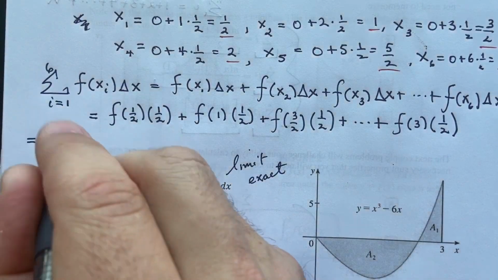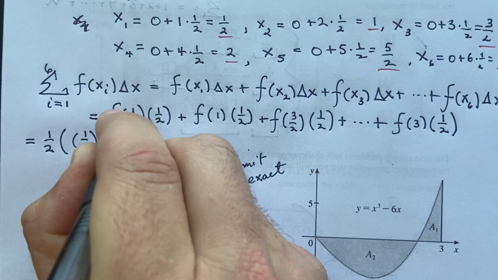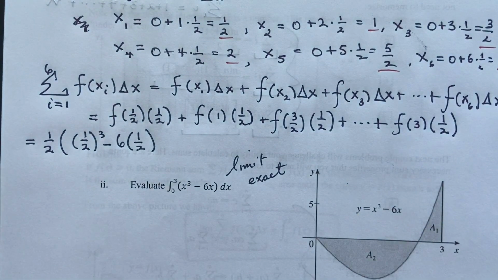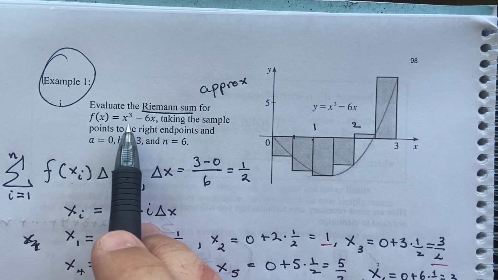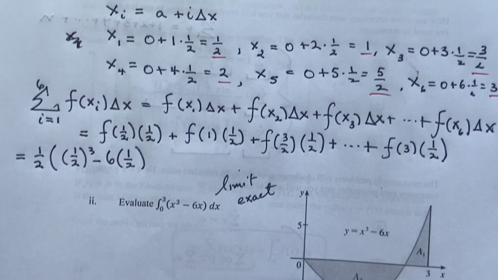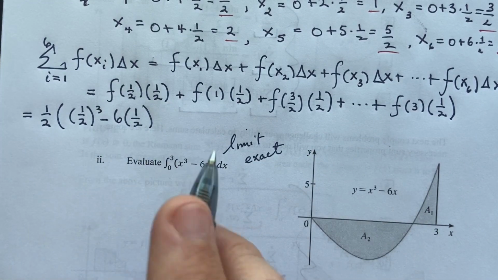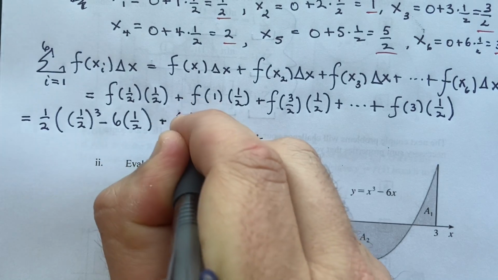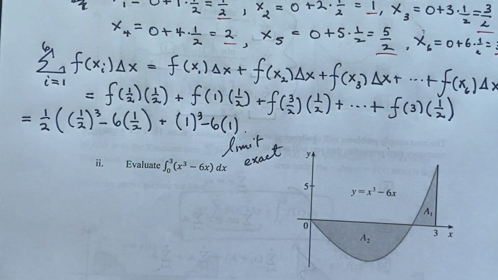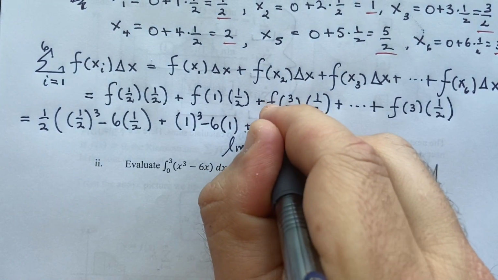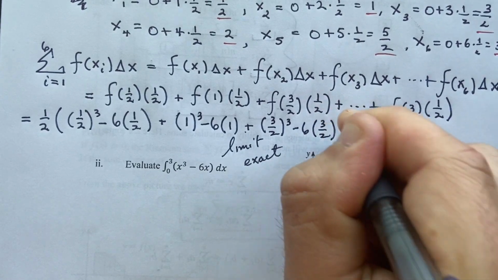So f of 1/2 means take 1/2, cube it, and then minus 6 times 1/2. Right, that's what our function is saying to do. That's how we get the heights. So that's the first height, and then plus 1 cubed minus 6 times 1, plus 3 halves cubed minus 6 times 3 halves plus dot dot dot.